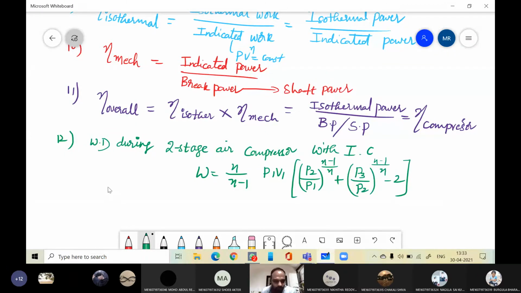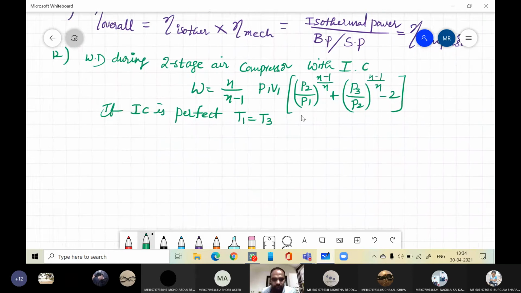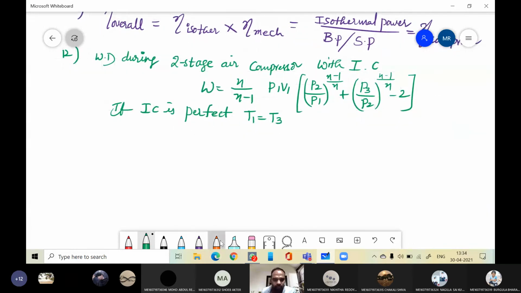If intercooling is perfect, what is the condition? The inlet temperature is equal to the temperature after the intercooler, T1 is equal to T3. That is one condition for a perfect intercooling.